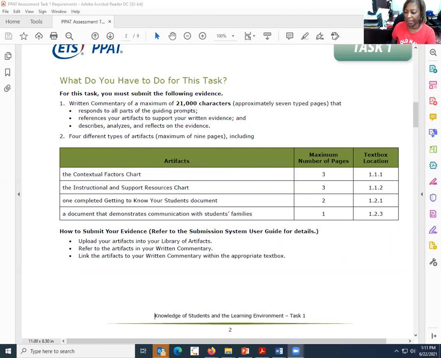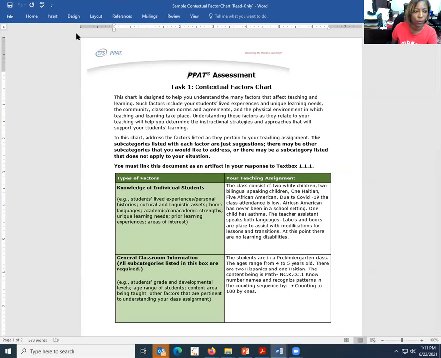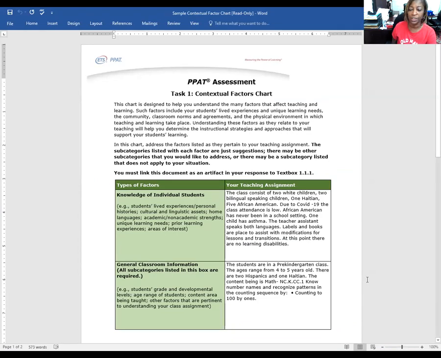So let's look at the first chart. Let's look at the contextual factors chart. Let me see if I can share that with you. This is what your contextual factors chart looks like. There is a sample dropped in your course for EDU 487. And of course, you have to complete this and submit it as an assignment.